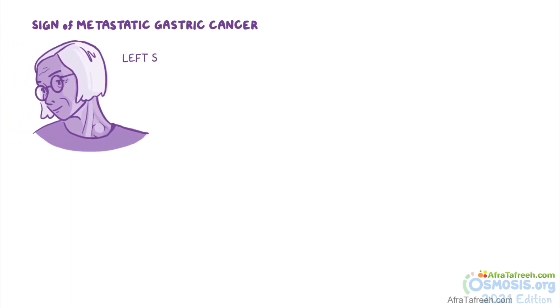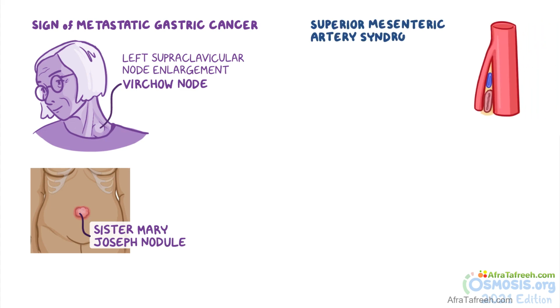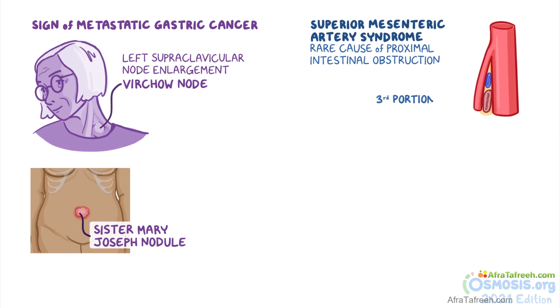Next, signs of metastatic gastric cancer would be a left supraclavicular node enlargement, known as Virchow node, and periumbilical nodal enlargement, known as Sister Mary Joseph nodule. Superior mesenteric artery syndrome is a rare cause of proximal intestinal obstruction where the third portion of the duodenum is compressed between the aorta and superior mesenteric artery.